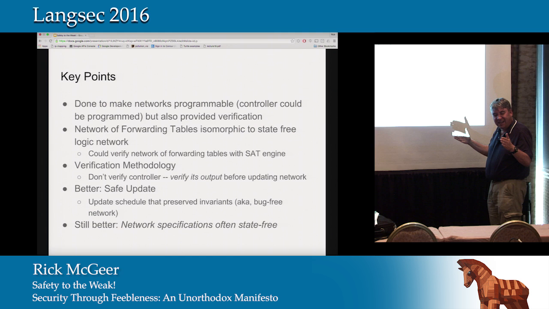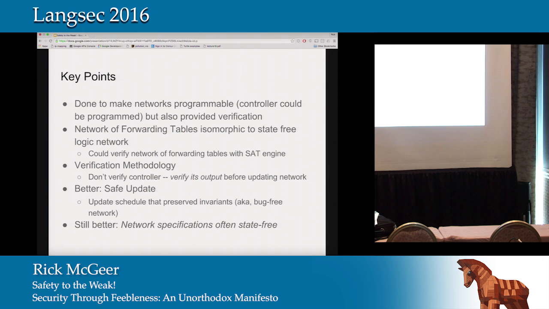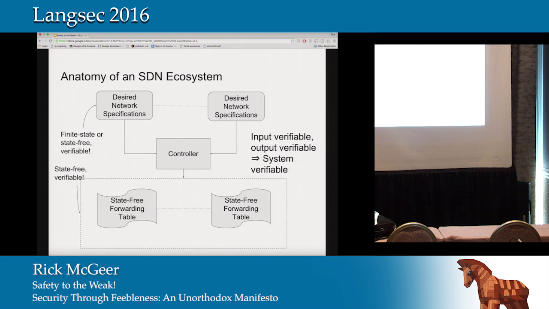I won't go into this, but this was a kind of a neat discovery: the network was in state 1, you wanted it to go into state 2, and you had to send out updates to the switches in such a way that you didn't bust any invariant. You could actually derive a schedule that would do that, or you could prove that there was no such schedule, that there was no safe path from one to the other. And moreover, even better, the network specifications were often state-free.